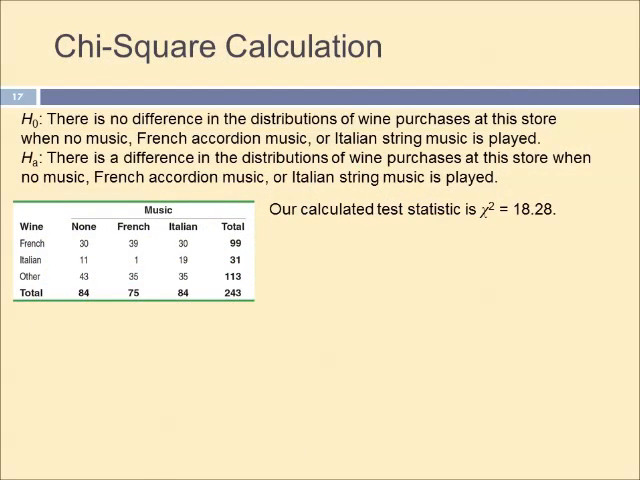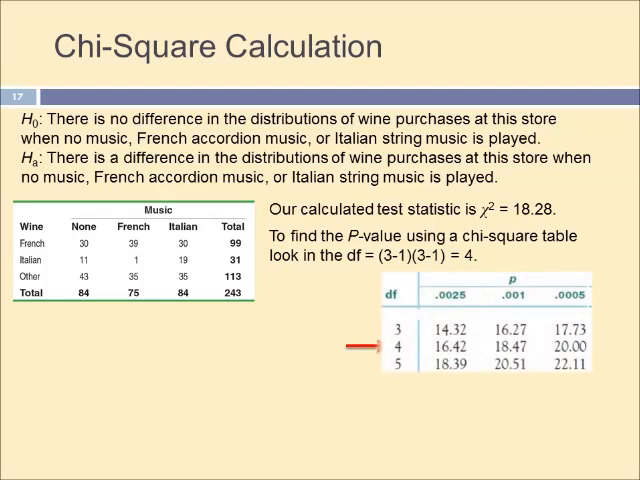For example, the null hypothesis is that there's no difference in the distribution of wine purchases at this store when no music, French music, or Italian music is being played. The alternative hypothesis is that there is a difference in the distributions. Our calculated test statistic was chi-square equals 18.28, and we want to find a p-value for that. In this case, we have 3 rows and 3 columns, so the degrees of freedom would be 2 times 2. We have 4 degrees of freedom.